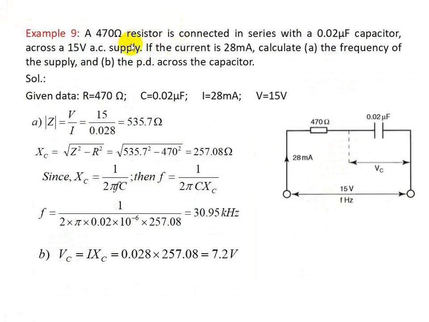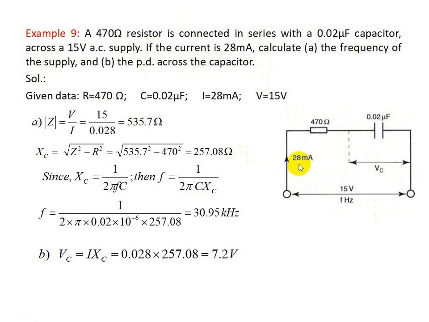Next problem. A 470 ohms resistor is connected in series with a 0.02 microfarad capacitor across a 15 volts AC supply. If the current is 28 milliampere, calculate the frequency of the supply and the potential difference across the capacitor. So this is the circuit. Sometimes if the circuit is not given, we have to draw the circuit. The resistance and capacitance values are given. Voltage across the capacitance is VC, we have to find out.